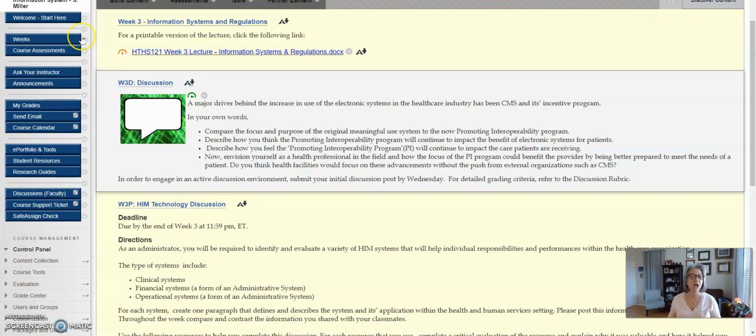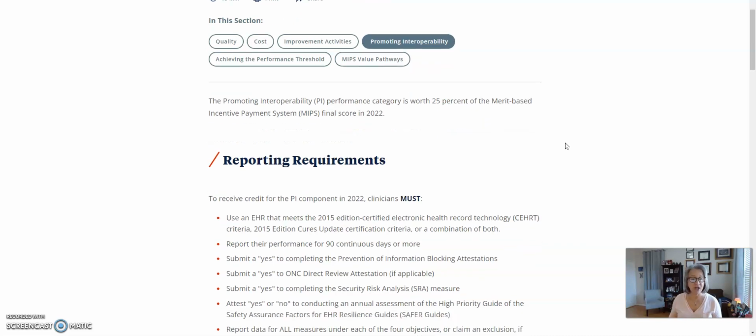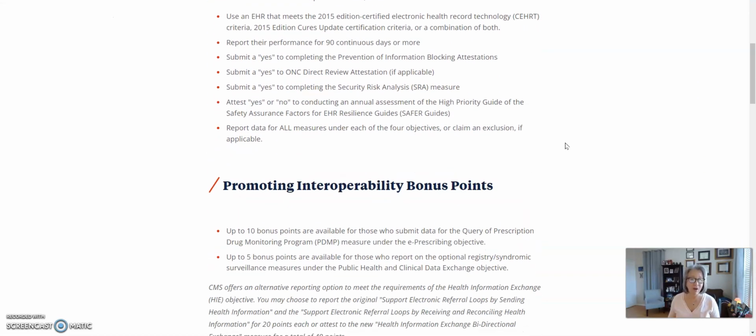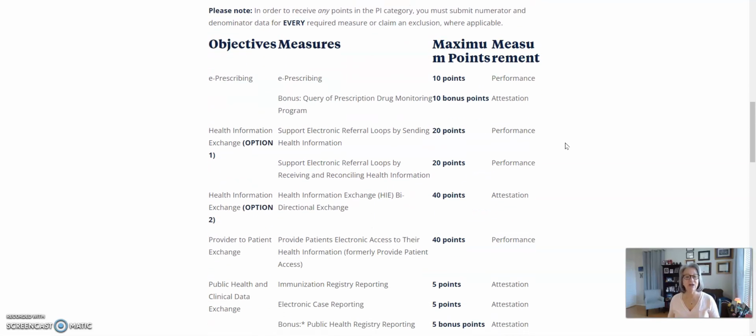Now, I'd like to expand on some of those promoting interoperability concepts. What I've switched over here to is the American College of Surgeons website. They have a nice article here that they've posted on the promoting interoperability performance category of the MIPS incentive program from CMS. And it goes through and it talks about some of the reporting requirements. It talks about promoting interoperability bonus points, and then it goes into some of the performance measures.